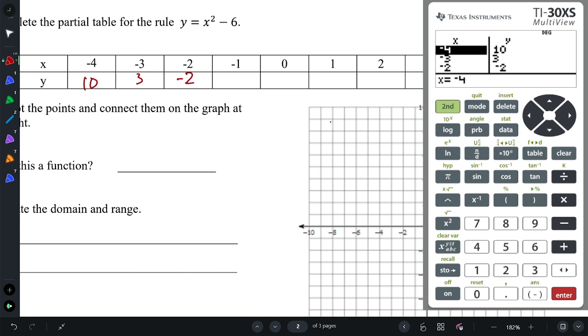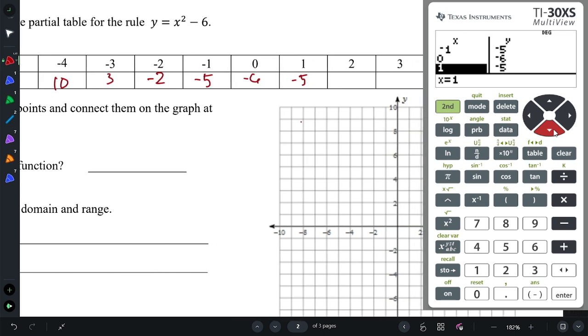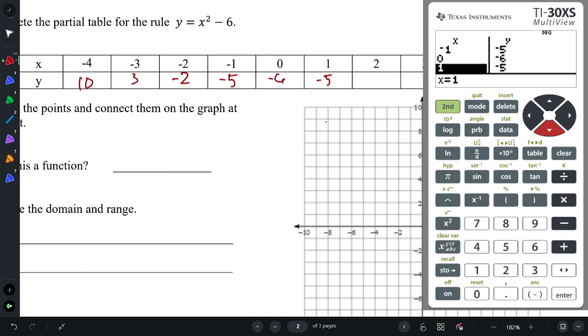If I hit the down arrow here, I can see that -1 is going to hit at -5. 0 is going to hit at -6. 1 is going to hit at -5. 2 is going to hit at -2.